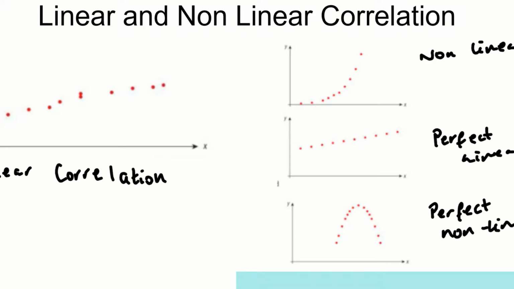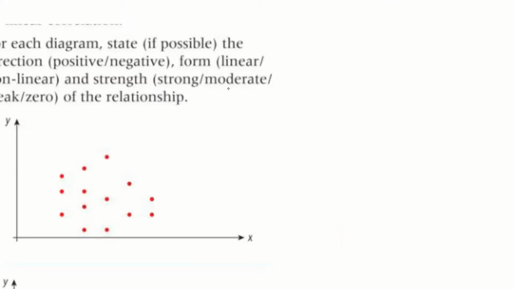Now, let's have a look at some examples. So I want you to do these questions. You're going to say whether it's got a correlation and if it's positive or negative, linear or non-linear, and then strong, moderate, weak, or zero. So for this one, you'd be saying, well, there's no correlation, so zero relationship.